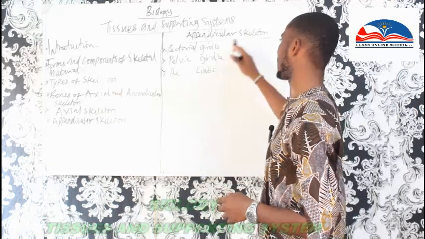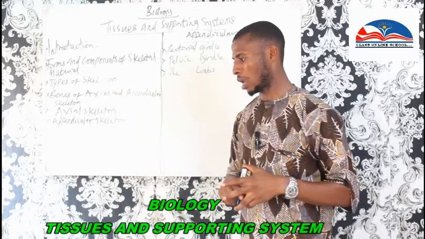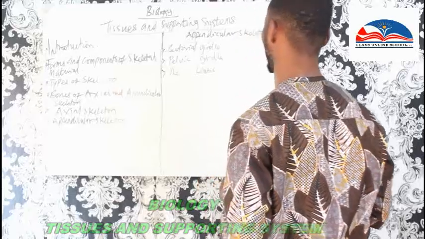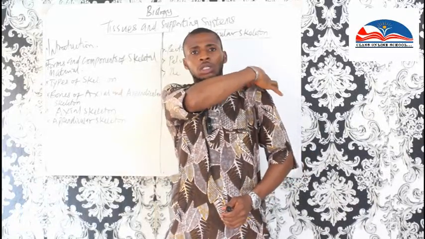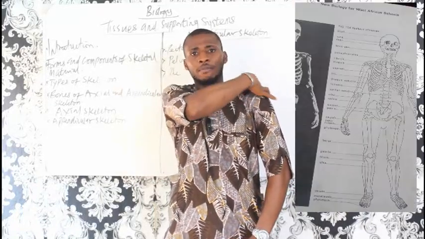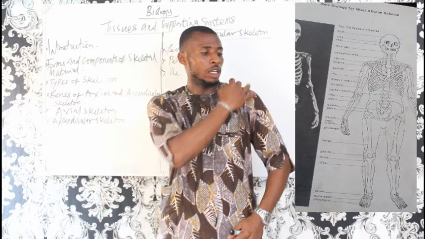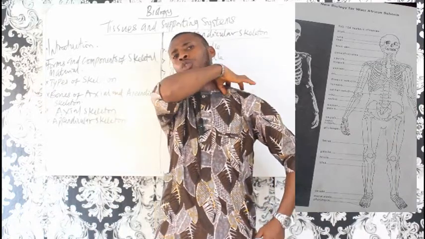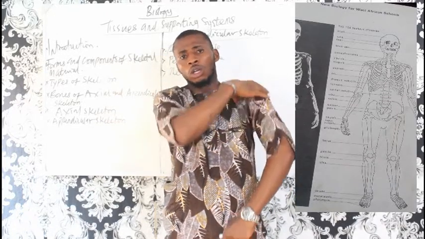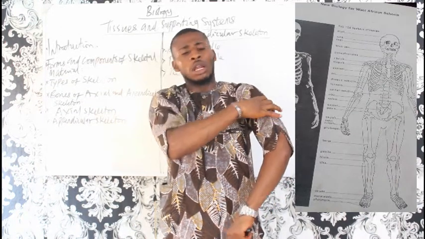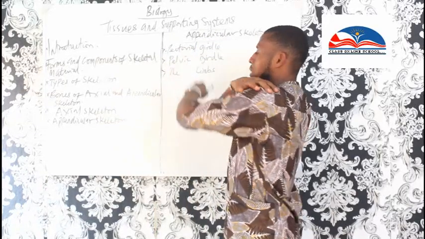So we are now talking about the appendicular skeleton, where we have the pectoral girdle. This pectoral girdle is found around the shoulder parts. If you look at the skeleton on the screen, you see the part of the shoulder, the bone that joins the neck bone to the femur. That part is called the pectoral girdle.